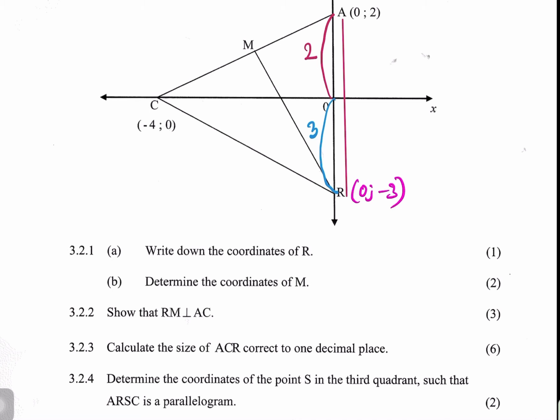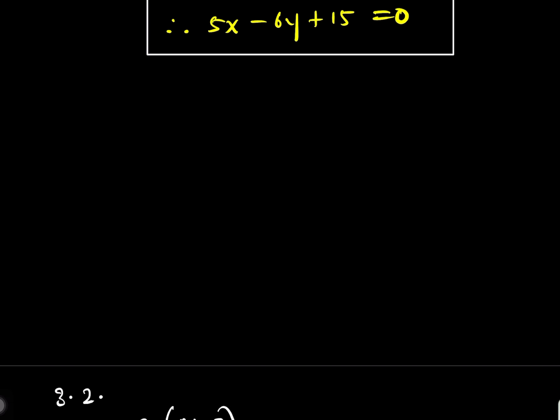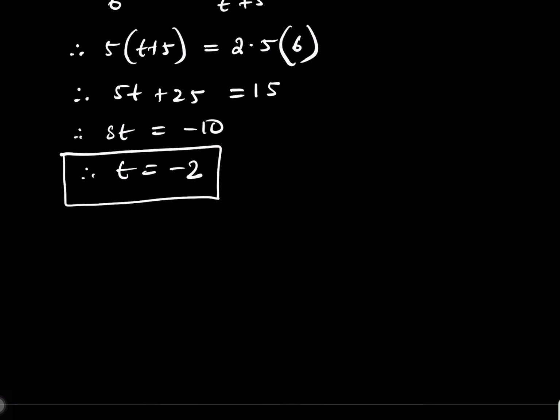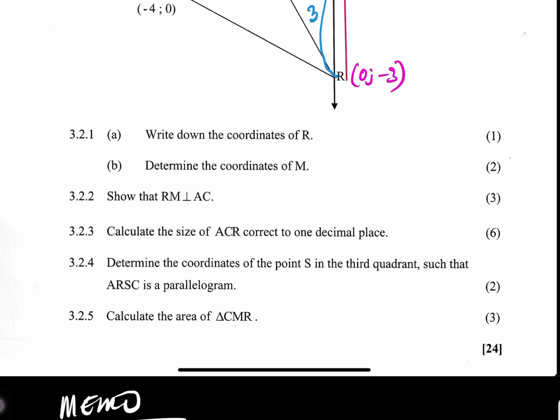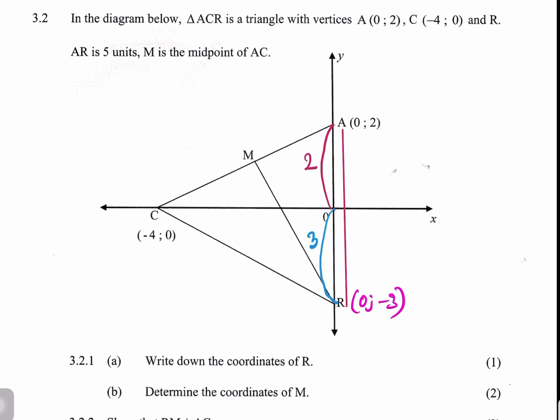All right, so let's write everything properly. I'm just going to write here that this is 3.2. And then now you have 3.2.1. They want the coordinates of R. So the coordinates of R, we said, is 0 and -3. I hope you are fine with that. So that is the coordinates of R.